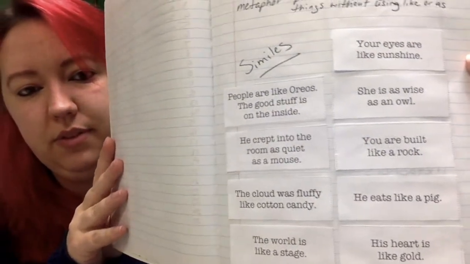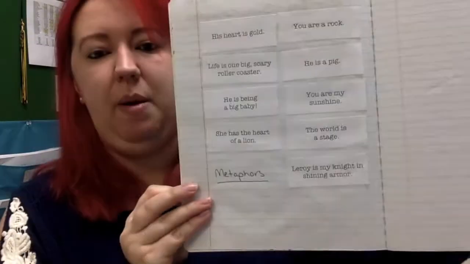This is an example of a quote-unquote foldable that we did as a class yesterday. So we were reviewing what a simile and a metaphor is, and so we wrote definitions for it here. And then what I did was I typed up 18 similes and metaphors, so 9 similes and 9 metaphors. And the kids had to cut them out and then glue them where they went. So you can see, there's my similes. And then I have my metaphors on the back.